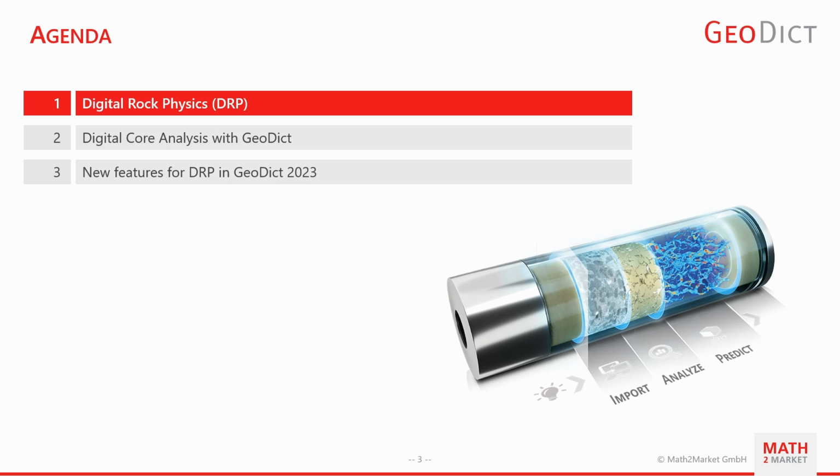This talk is going to start with an overview on digital rock physics, or DRP in short. So, what's DRP? Why are we doing this? What's the advantage of GeoDict in general? And of GeoDict 2023? So these are the questions that I'm going to tackle in the next couple of minutes.